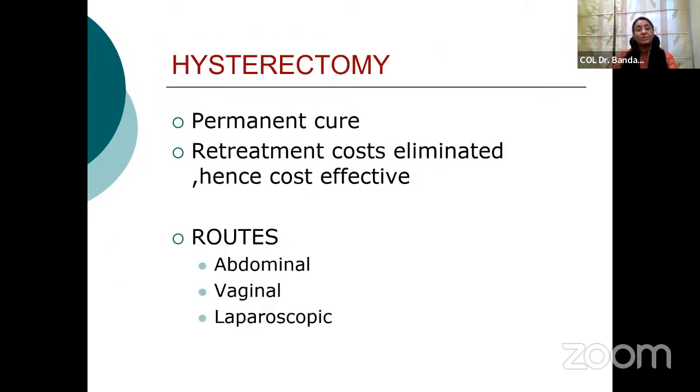Now we come to hysterectomy. Hysterectomy is a permanent cure where the uterus is removed, and normally we remove the tubes also along. Seeing the age, we may not remove the ovaries. If she's beyond 47, 48, then removal of ovaries is suggested only after the patient's consent. And otherwise, the uterus is removed. The routes of hysterectomy are abdominal, vaginal, and laparoscopic.